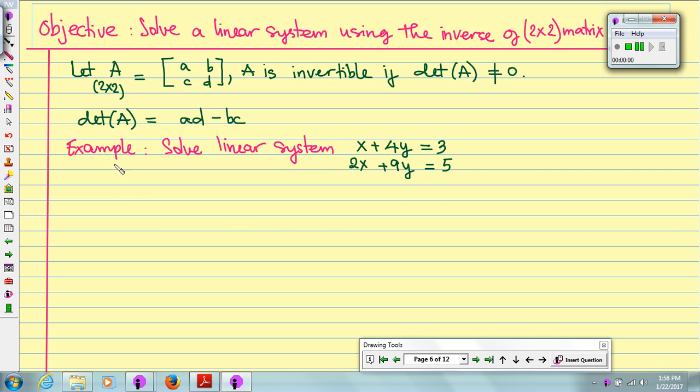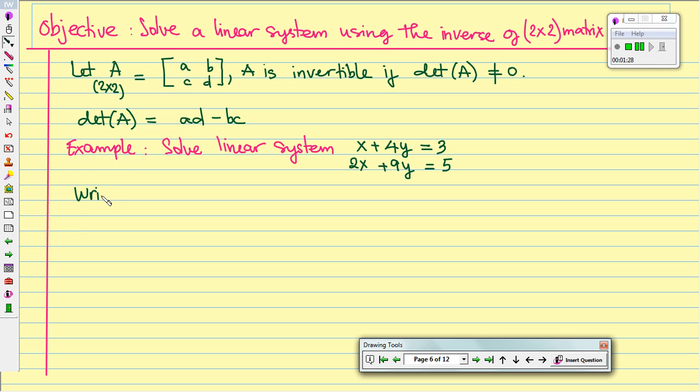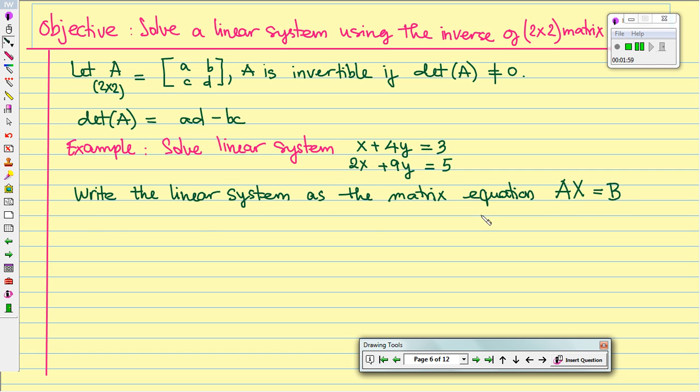So the first step we are going to do is write the linear system as the matrix equation, matrix A times matrix X equals B. Then we are going to find the inverse, and lastly we want to solve for matrix X.